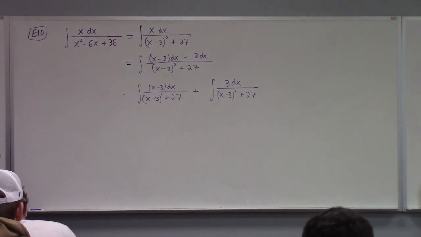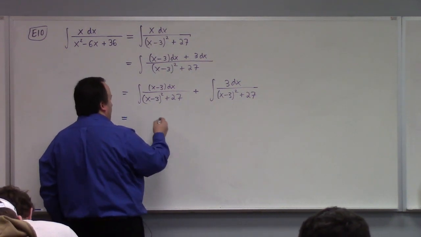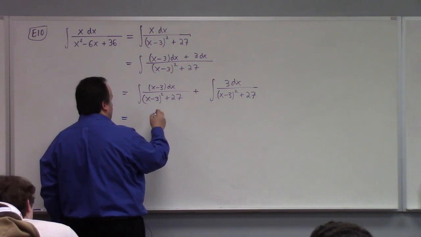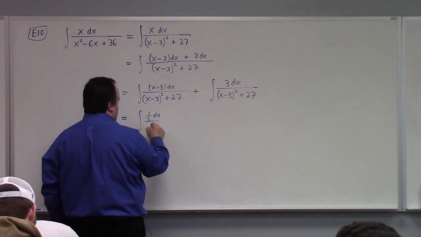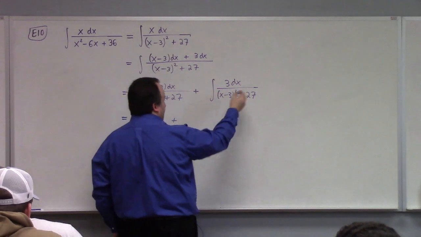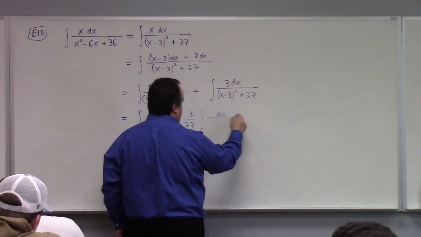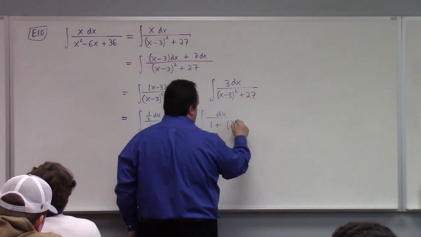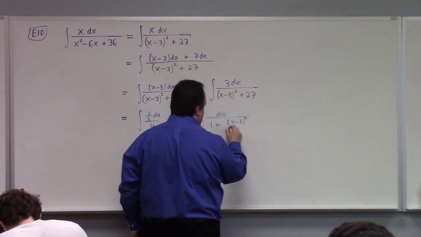Both of those we already know how to do. How do I know that I know how to do these? Well, factor 27 out. Actually, this one, I can just look at that. That's 1/2 du over u. This one, factor a 27 out. I got a 3 over 27 integral of dx over 1 plus x minus 3 squared divided by 27.